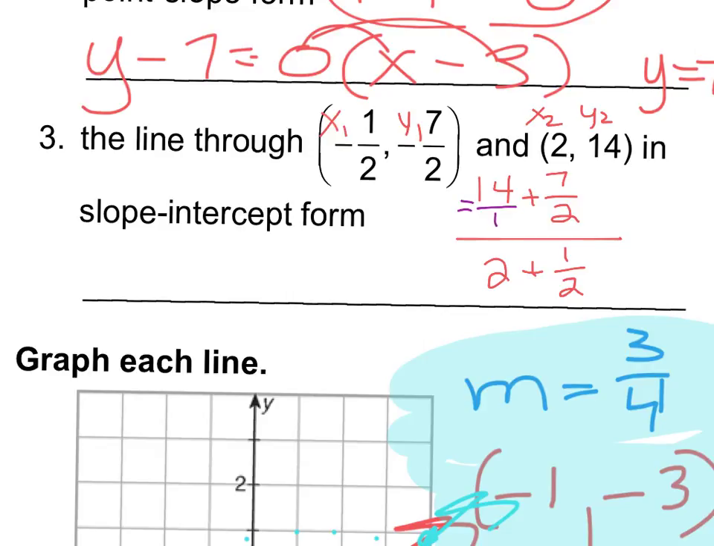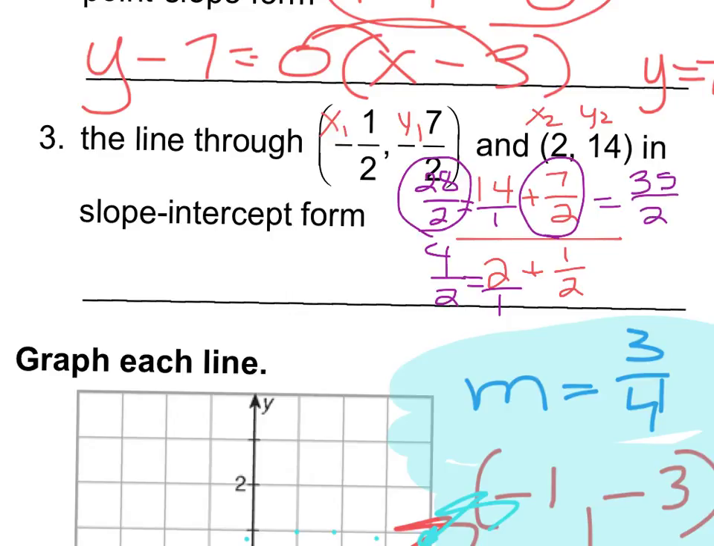I have to change it so it has the same denominator. 28 over 2. And 2 over 1 becomes what over 2? 4 over 2. Now I'm doing 28 plus 7 over 2. You with me? Yeah, 35 over 2. And then 4 over 2 plus 1 over 2, 5 over 2.